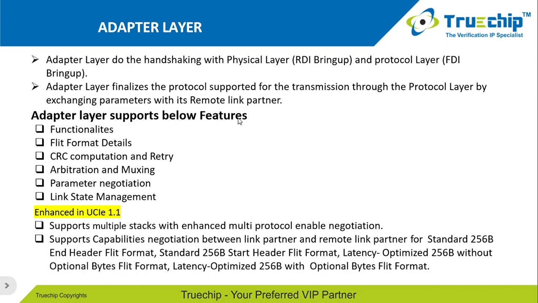So here are some features which are supported by the adapter layer, and these two features were enhanced in UCIe 1.1. The first feature is that the adapter layer supports multiple stacks with enhanced multi-protocol enable negotiation, and it supports capability negotiation between the link partner and remote link partner.